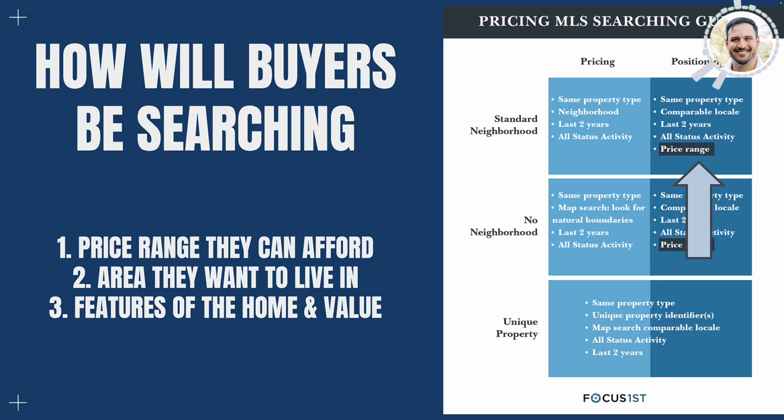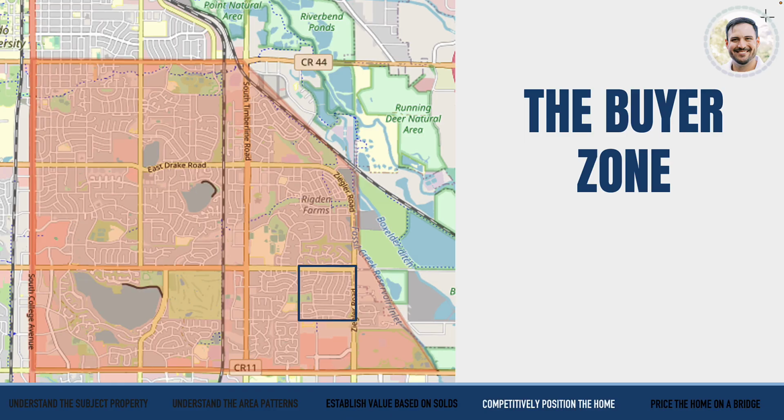So knowing that, what we're going to do is a new search, getting the data that really shows us all the information that they're going to see so we can position ourselves correctly. So we're going to look at something that we call the buyer zone first. And this is a wider area where a buyer will be searching.